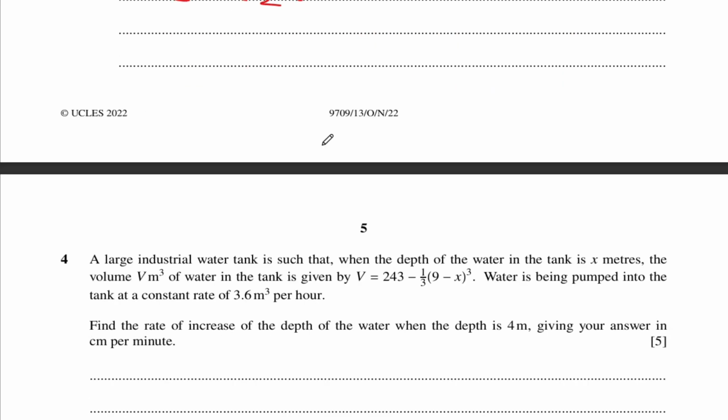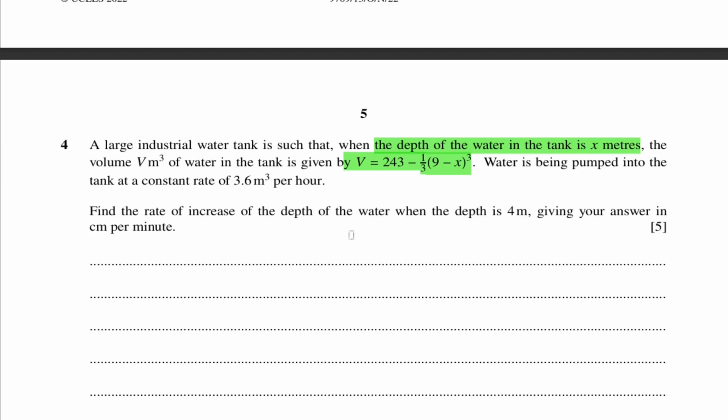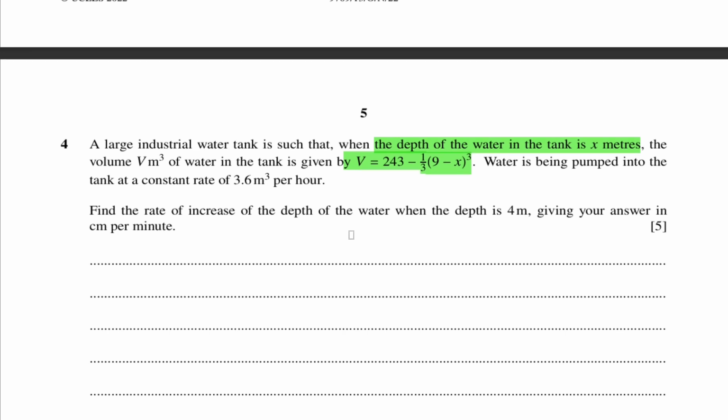Now let's move to the next very important question. A large industrial water tank is such that when the depth of the water in the tank is x meters, the volume of water in the tank is given by V is equal to 243 minus 1 over 3 times (9 minus x) cubed. Water is being pumped into the tank at a constant rate of 3.6 meters cubed per hour. Find the rate of increase of the depth of the water when the depth is 4 meters, giving your answer in centimeters per minute.